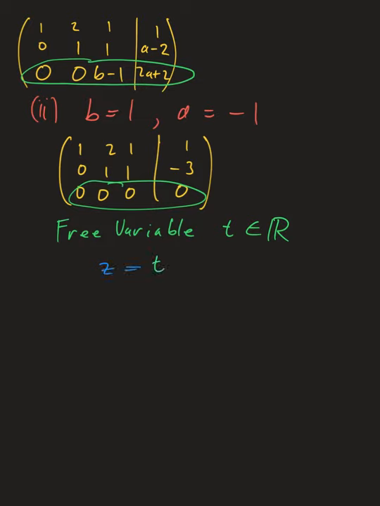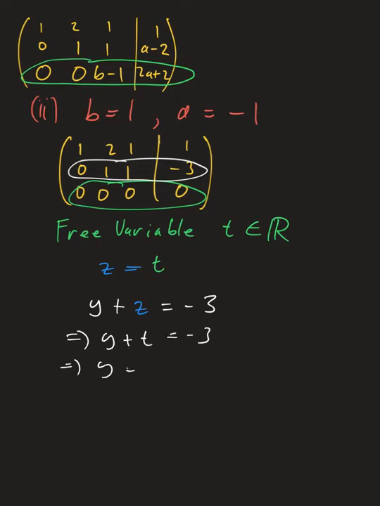Now I can substitute that back into the second row. That second row as an equation reads y plus z is equal to minus 3. So I'll substitute back in that z and I get y plus t is equal to minus 3, or y is equal to minus 3 minus t.